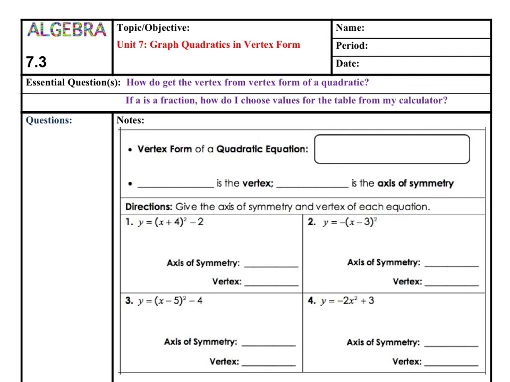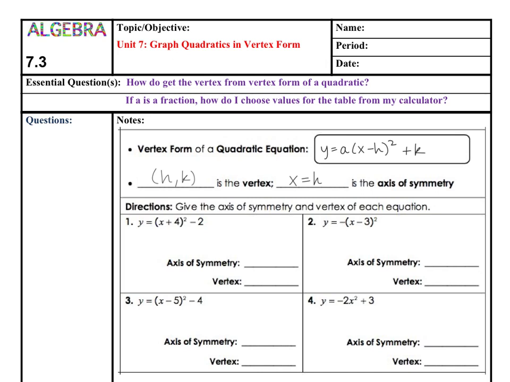Hi, Algebra 1. Today we're talking about the vertex form of a quadratic and how to graph it. The vertex form of a quadratic is in this form: y equals a(x minus h) squared plus k. The point (h, k) is the vertex, and your equation of the axis of symmetry should be x equals whatever the h value is, so the x value of the vertex. Let's start off with number 1.